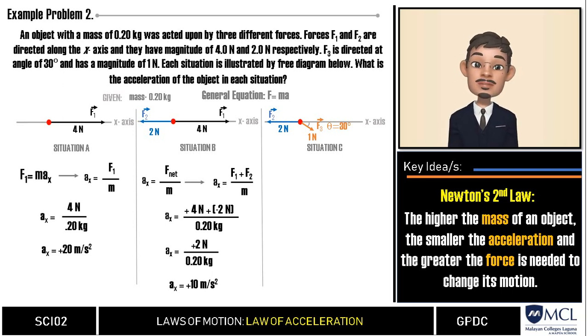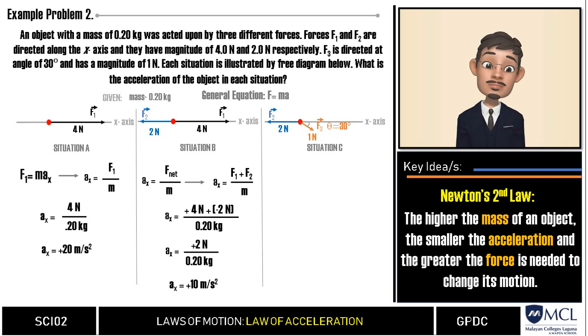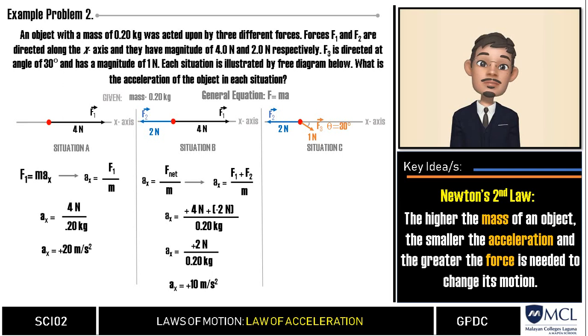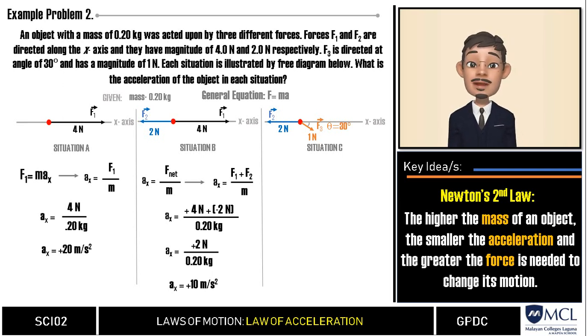We go now with our situation C. Two opposing forces are acting on our object, one in the negative x-axis, our F sub 2, while the other one, F sub 3, is not directed along the direction of the object's acceleration because it is directed at an angle of 30 degrees. Just like what we did in our previous situation, we need to find the resultant force before we can substitute this in our derived formula, a is equal to F over m.